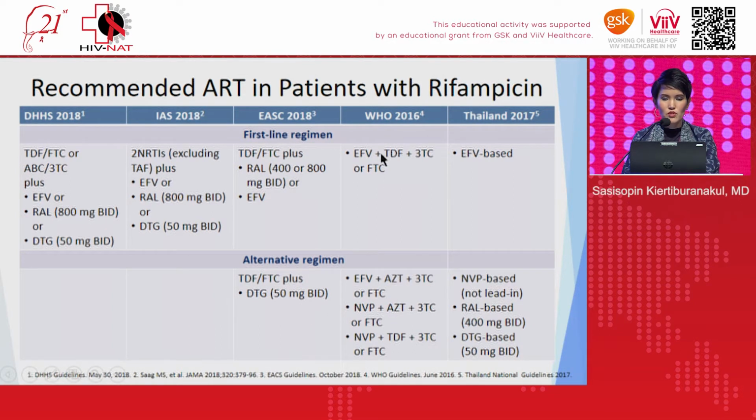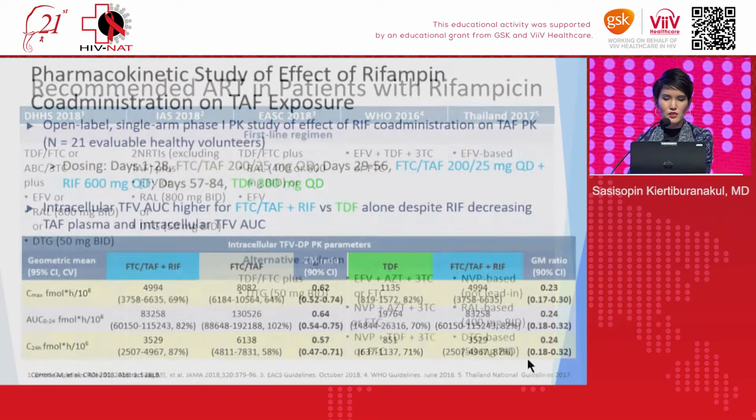WHO, they put only efavirenz and nevirapine in the guideline for 2016. In Thailand, we put all drugs that can be used together with rifampicin, but we put efavirenz first. And if you want to use nevirapine, not lead-in, we put raltegravir with normal dose, so 400 BID, and we put dolutegravir 50 milligram BID. So all these four drugs you can use with rifampicin.